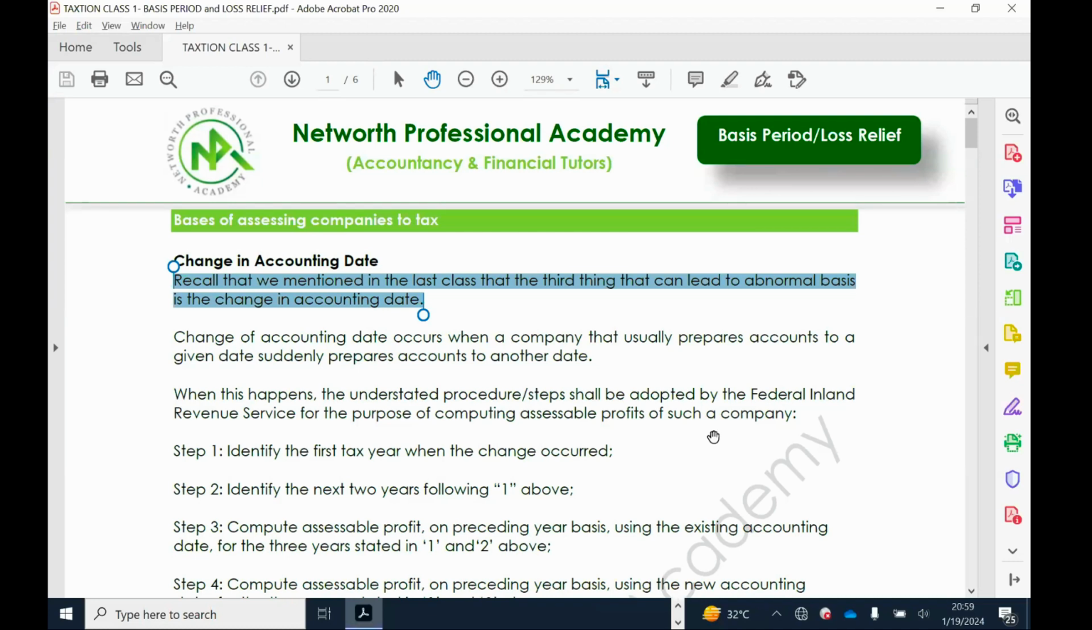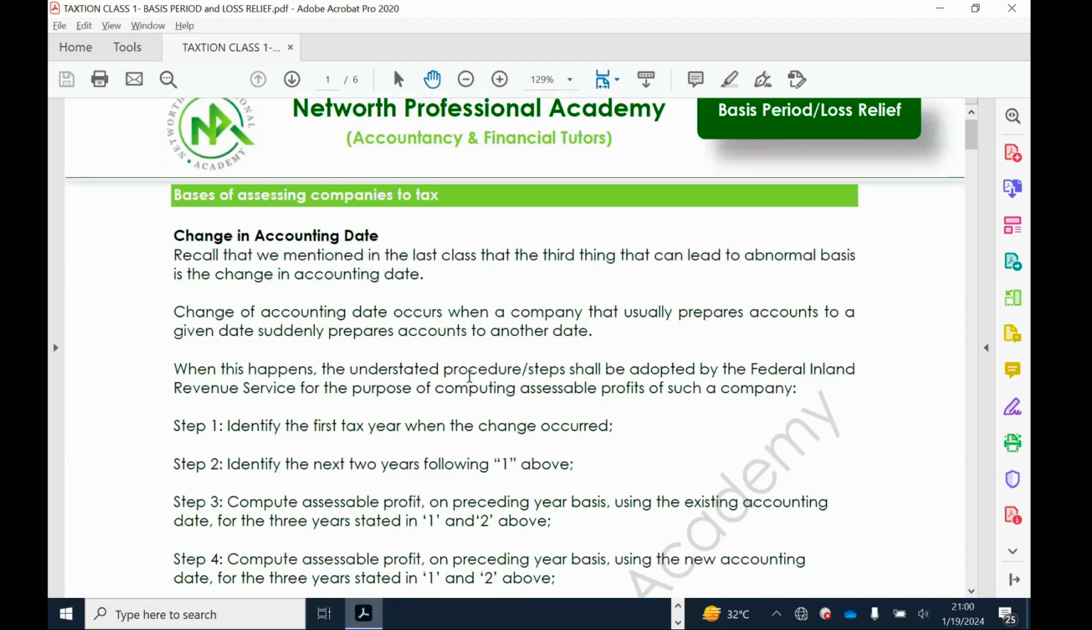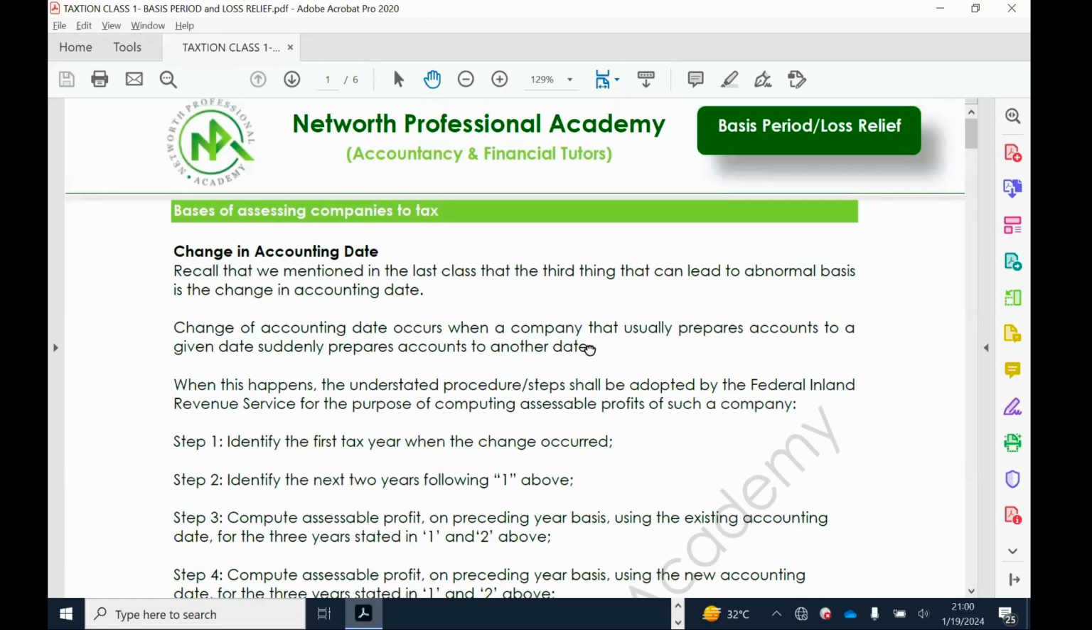You should recall that we mentioned in the last class that the third thing that can lead to abnormal basis is the change in accounting dates. So another reason why a basis period will be less than 12 months is a change in accounting date, like I explained earlier. I said that change in accounting date occurs when a company that normally prepares accounts to a given date suddenly prepares the accounts to another date. I believe this is self-explanatory, right?